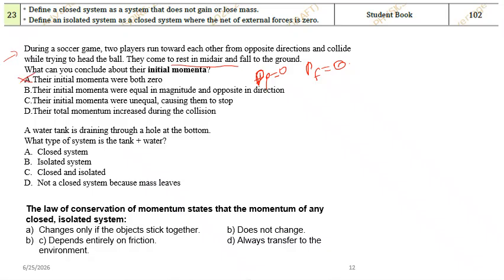So second option, look at their initial momenta. They were equal and equal in magnitude. They are moving in the opposite direction. So equal in magnitude and opposite in direction. So which one should it be? B will be the correct answer.